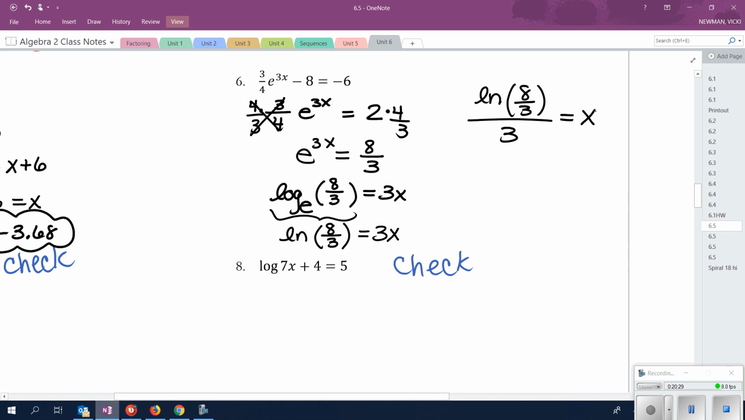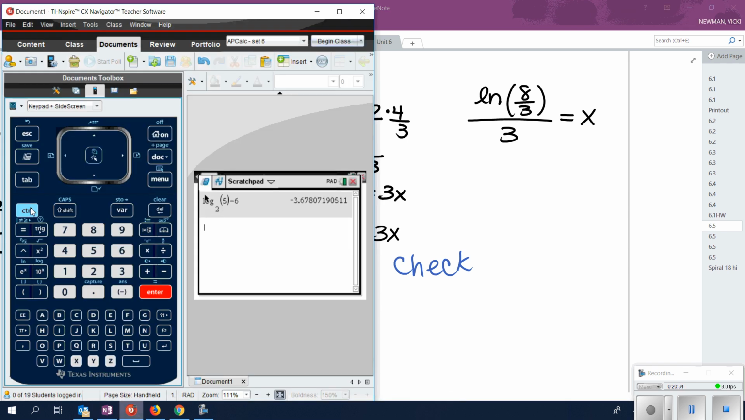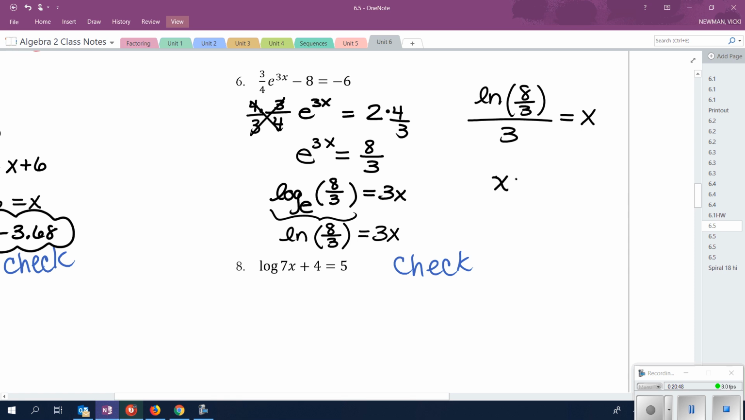So the calculator: not negative, hello, 0.33, x equals 0.33.